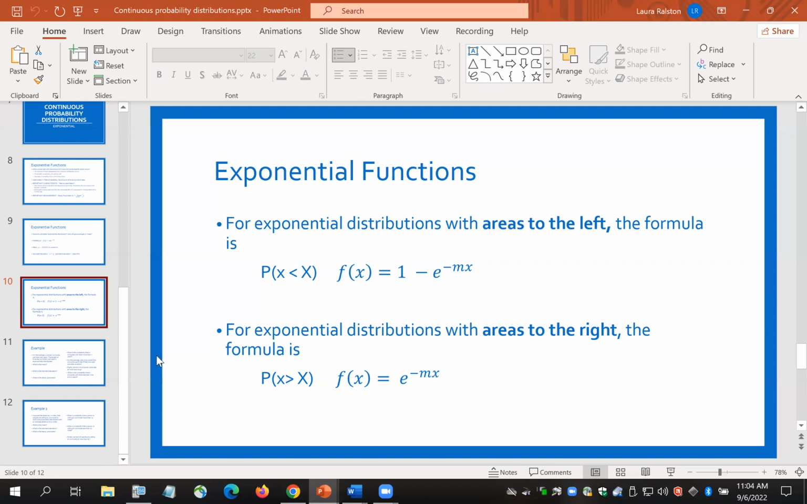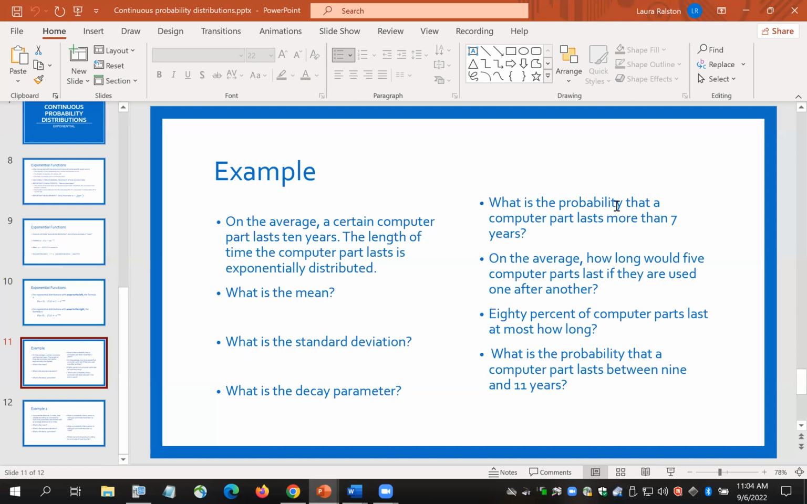I also encouraged you last class, and I'll remind you here, you may want to make yourself a formula sheet, because I've given you formulas for the uniform distribution. I've also given you the formulas here for the exponential. And so you may want to put together a formula sheet, so you'll have that when you are working through the quiz and also working through the midterm.